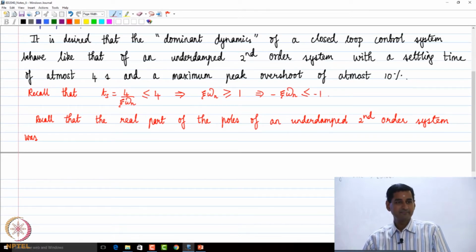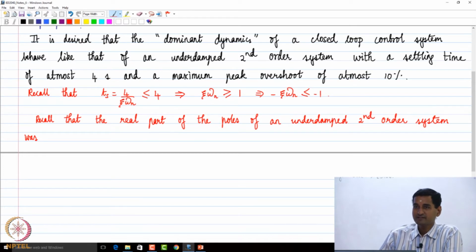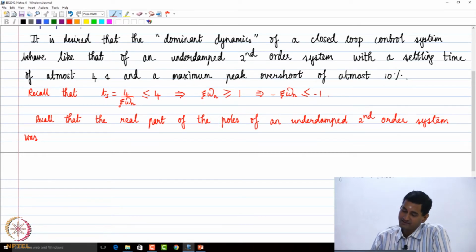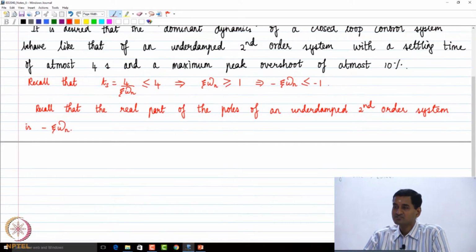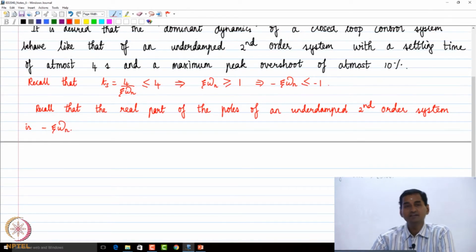Is this correct? So minus zeta omega n should be less than or equal to minus 1, right? Recall that the real part of the poles of an underdamped second order system is minus zeta omega n. So what this essentially means is that if I have my dominant poles with a real part less than minus 1, I can meet the settling time criteria. That's what this calculation concludes.